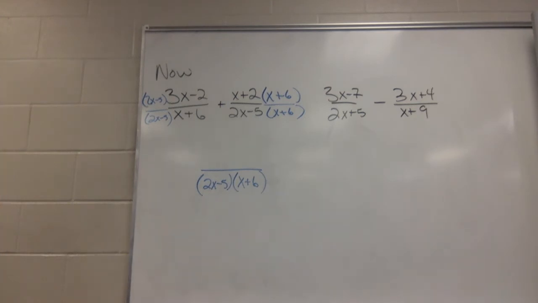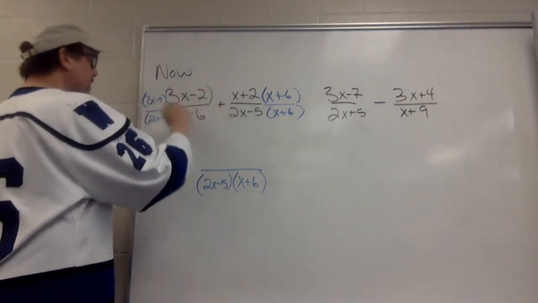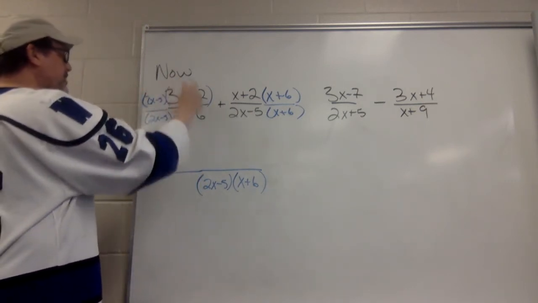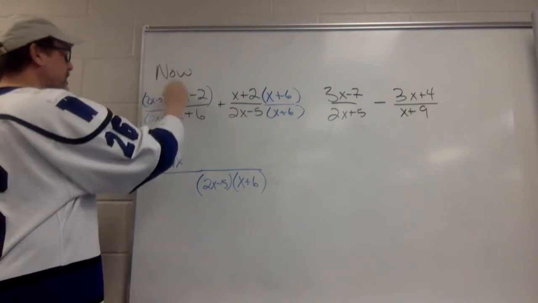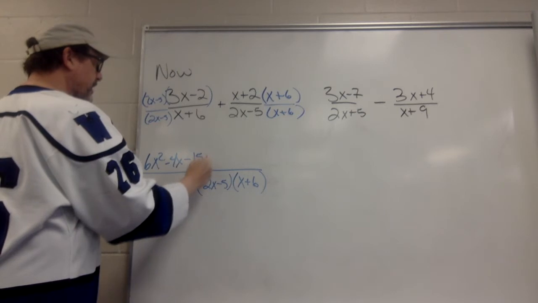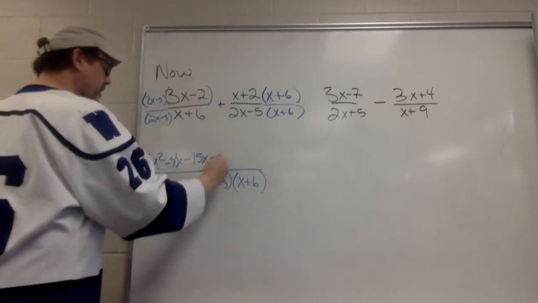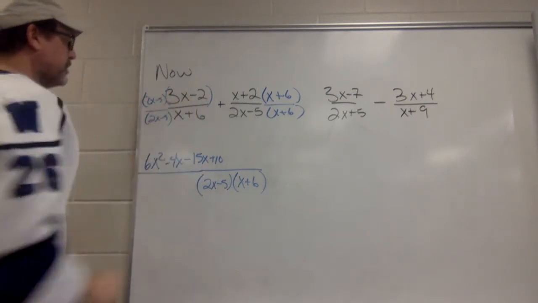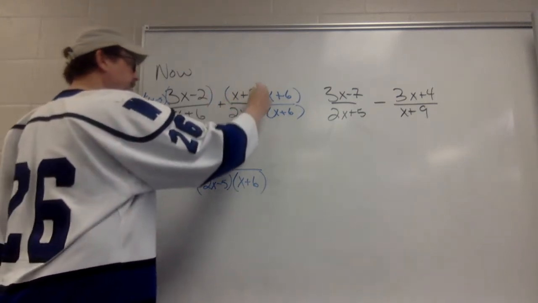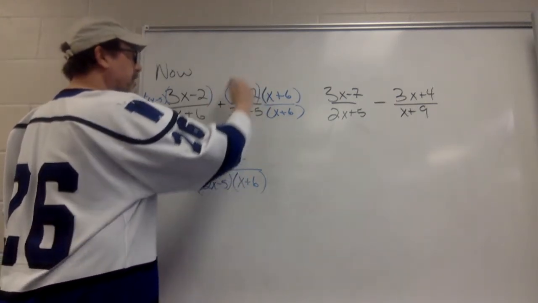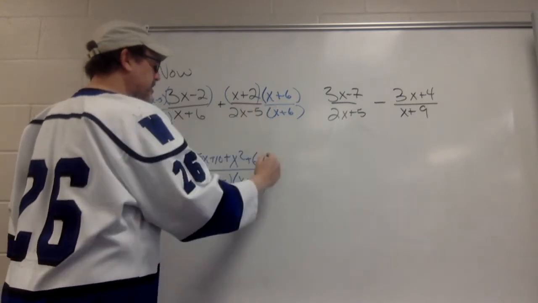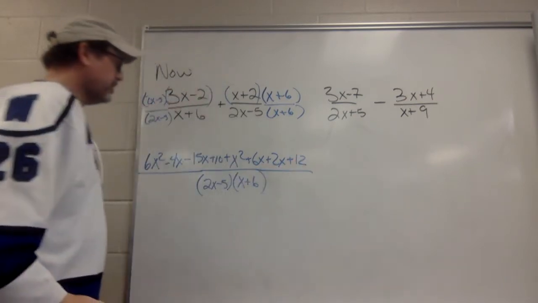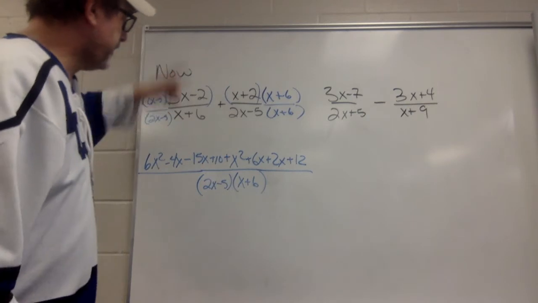Now, math builds on itself. We have to FOIL carefully. First, I'm going to have a long one. 6x squared outside, minus 4x inside, minus 15x last, plus 10. I'm going to double check. 6x squared minus 4x minus 15x plus 10. Cool. Now I must carefully FOIL here. First, outside, inside, last. Double check it first. I think I did it right.